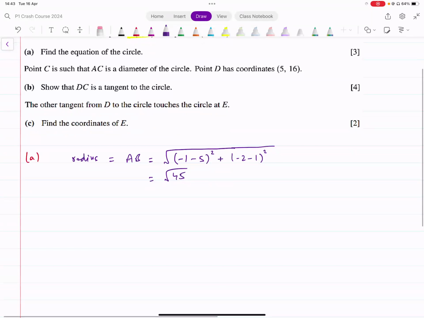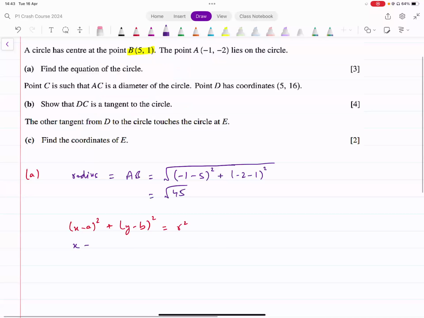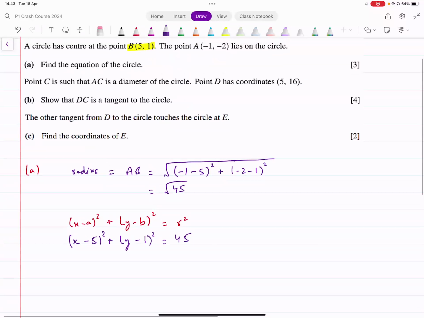And then you write down the equation of the circle. x minus a whole squared plus y minus b whole squared equals r squared. Just input values in this equation, and you get x minus 5 whole squared plus y minus 1 whole squared equals r squared, square root of 45 whole squared. That gives you 45, and that's the equation of the circle that we were looking for. Okay, so that's the first part, quite straightforward. That's 3 marks for some reason, but this is all that you had to do for that. Okay. All right, let's look at part B now.